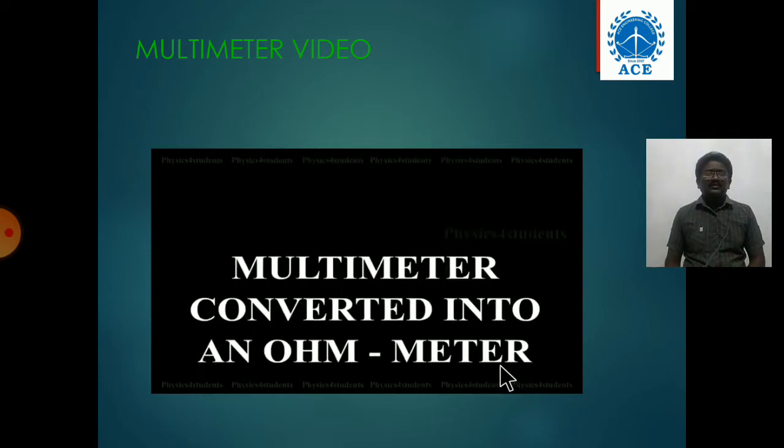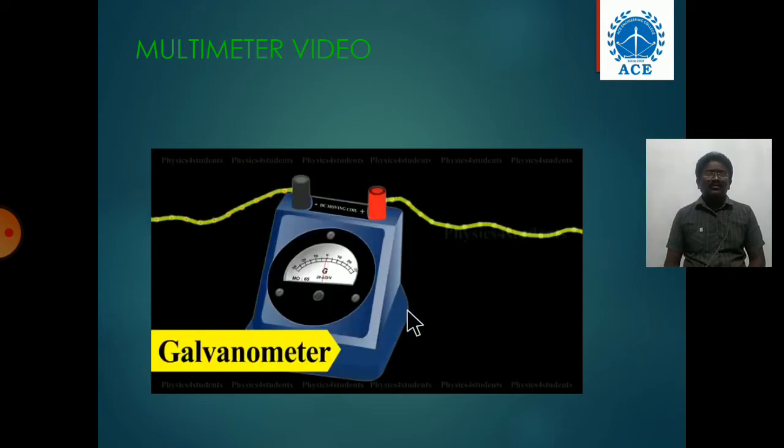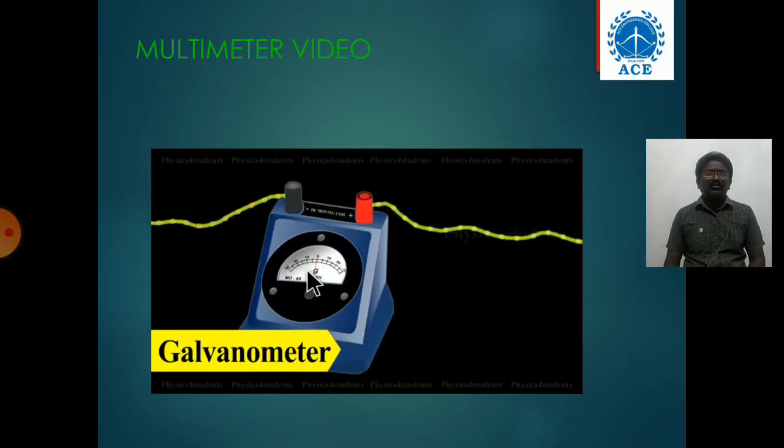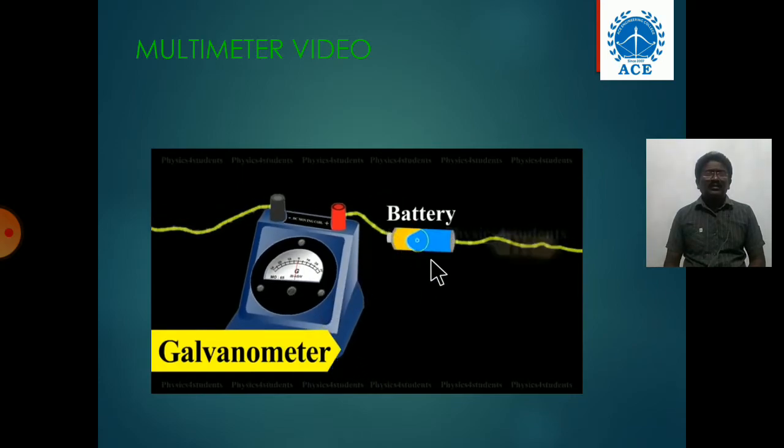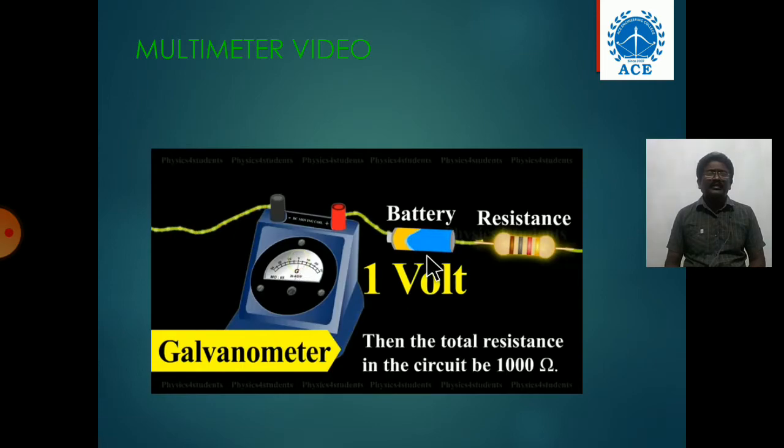How can a multimeter be converted into an ohm meter? Now consider one galvanometer. The galvanometer is converted into an ohm meter by connecting a battery and a suitable resistance in series. If a battery of 1 volt is connected in series in this stage, the galvanometer will show full scale deflection. Consider a 1 volt battery. Then the total resistance in the circuit, including that of the galvanometer, be 1000 ohms.